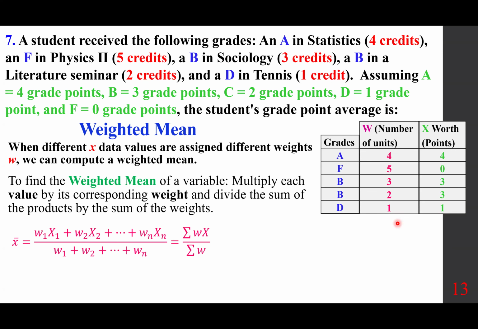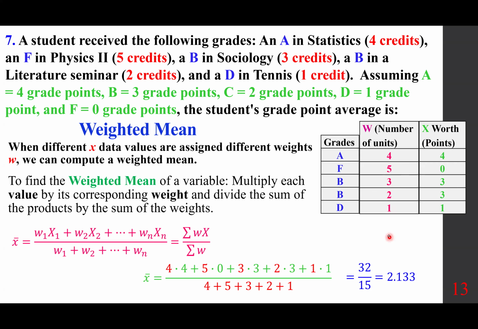So the formula is x bar is W1 x1 plus W2 x2 all the way to the last one over the sum of the W's. We put the sum of W times x, that means 4 times 4 plus 5 times 0, 3 times 3, 2 times 3, 1 times 1, add them up, that means the top, over the summation of W, the total weights, add this up. So 4 times 4, 5 times 0, 3 times 3, 2 times 3, 1 times 1, and add up 4 and 5 and 3 and 2 and 1. You get 32 over 15 or 2.133.